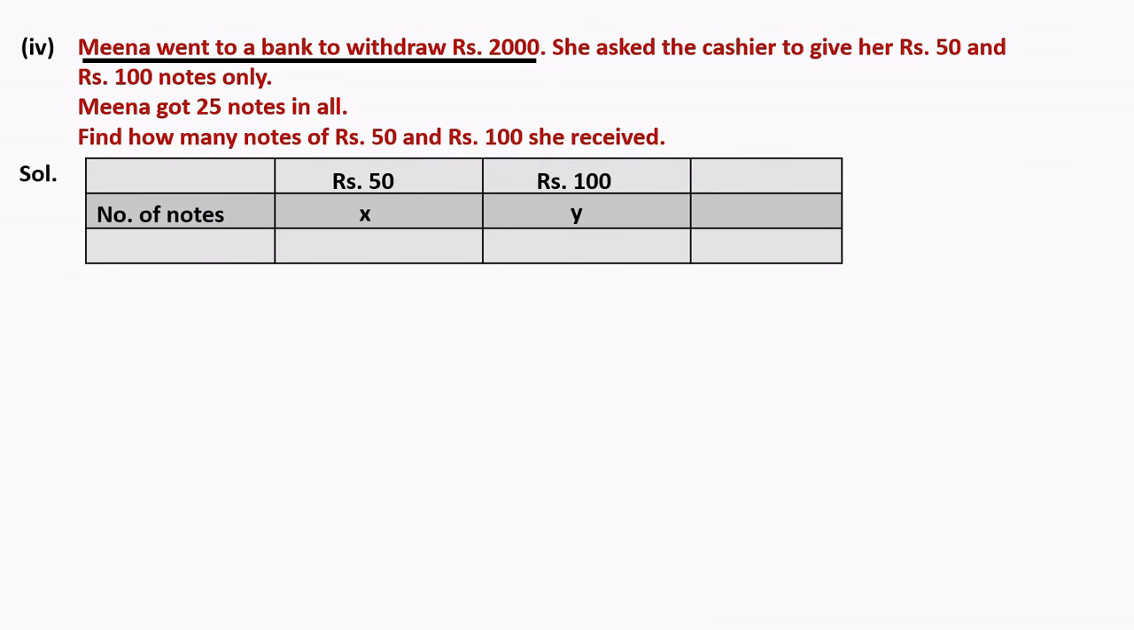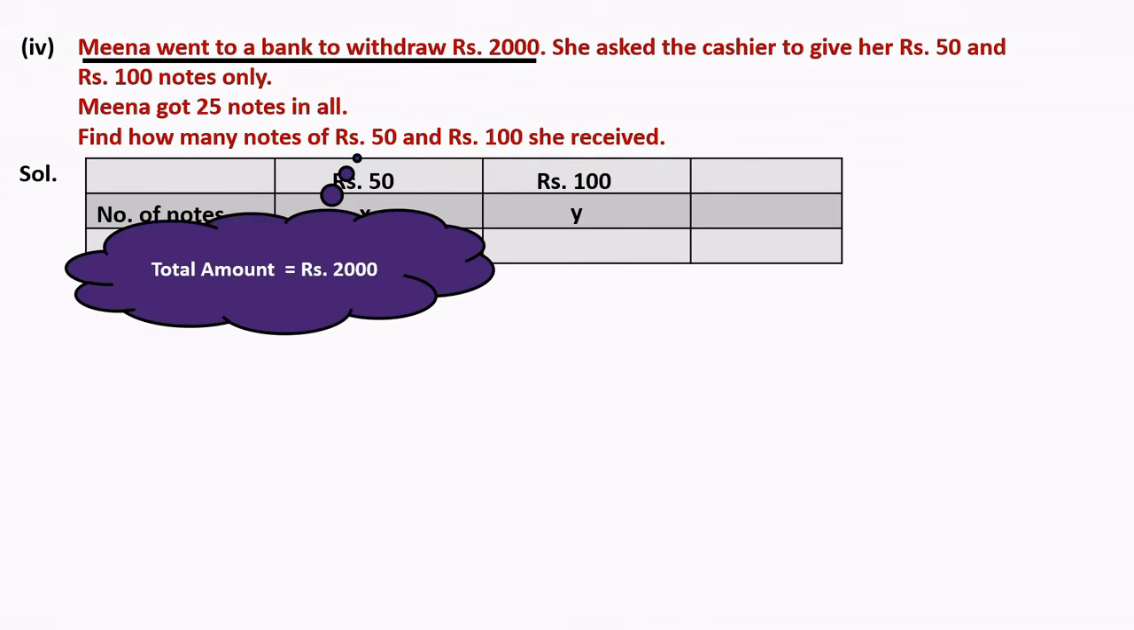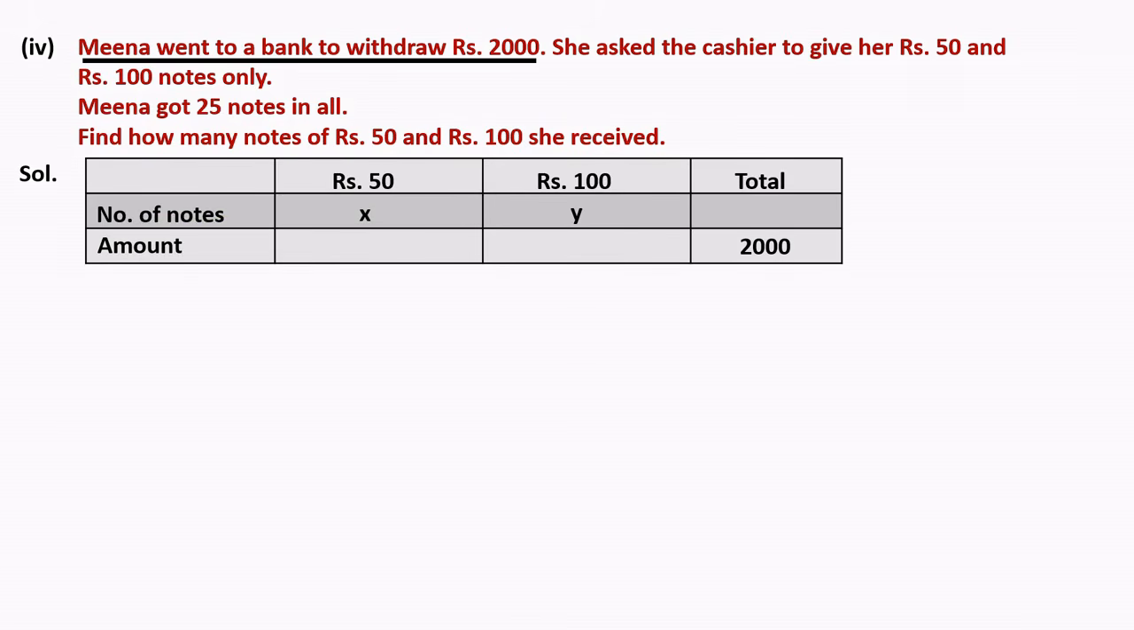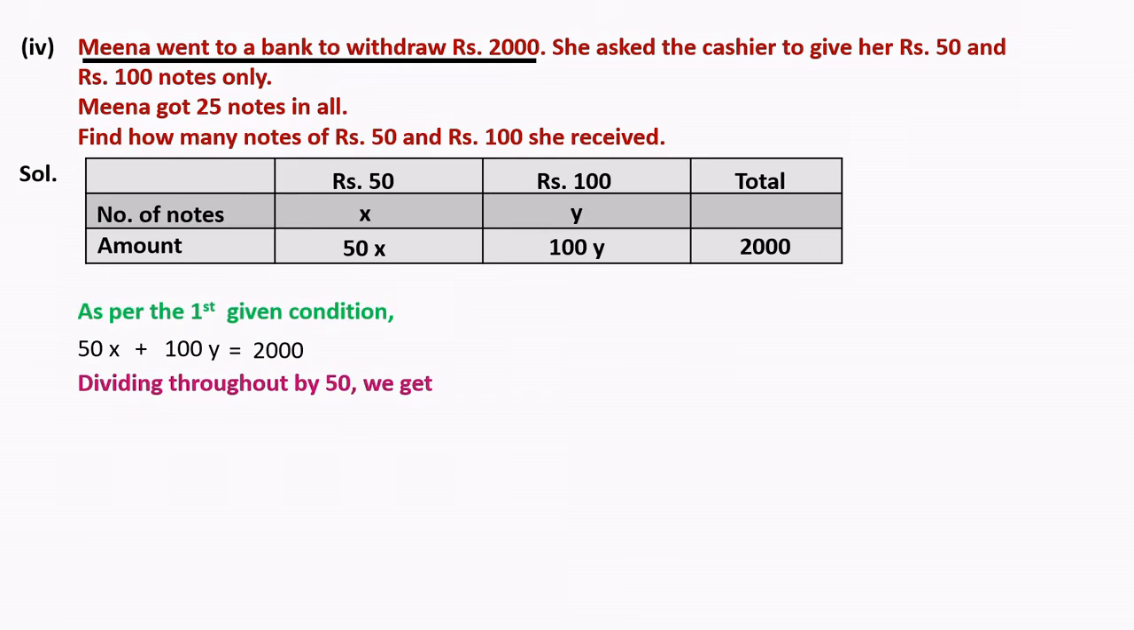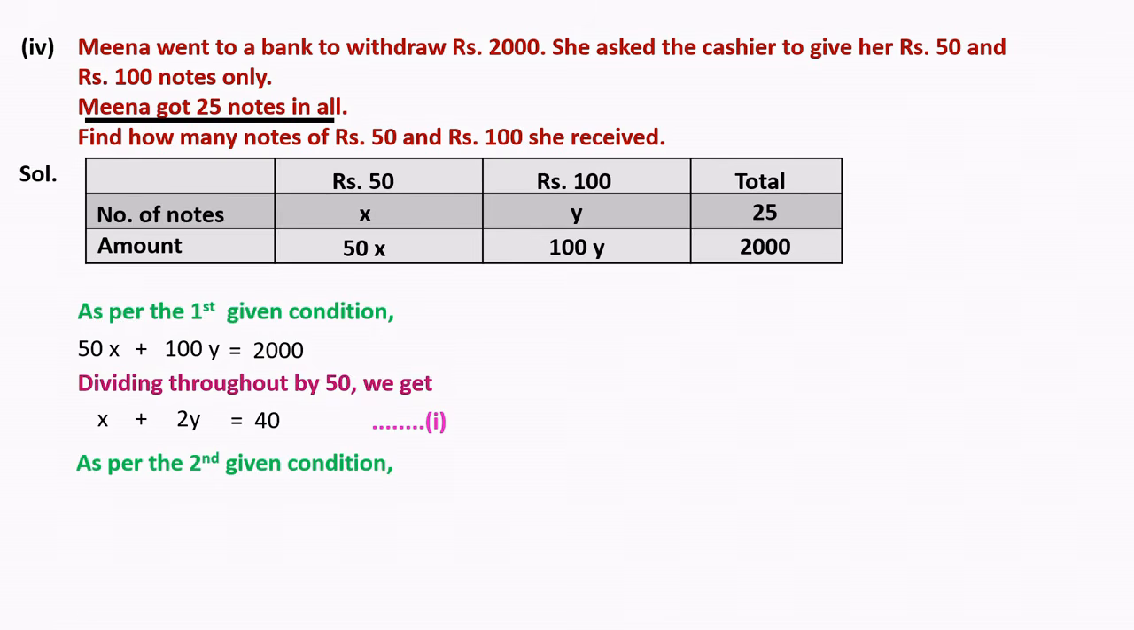So, total number of notes is x plus y equals 25. This is equation 1. Now, the total amount is 2000 rupees. So, 50x plus 100y equals 2000. Dividing throughout by 50, we get x plus 2y equals 40. This is equation 2. Now, solving the equations.